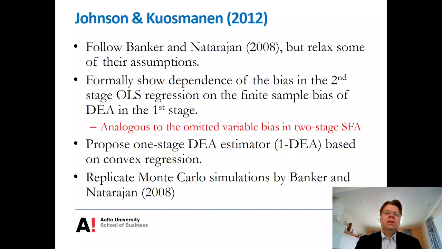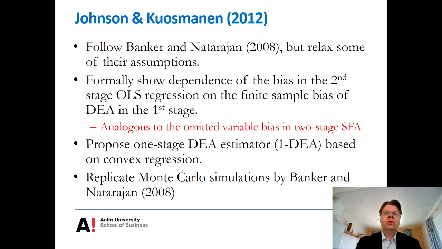So to shed further light, in this study with my co-author Andrew Johnson, we also followed the Banker and Natarajan approach, but we managed to relax some of the assumptions. For example, we do not need to necessarily know the sign of this delta parameter. We do not need to know if these Z variables have a positive effect on output or negative effect on output, unlike Banker and Natarajan assumed. And we also managed to relax some of the other assumptions.